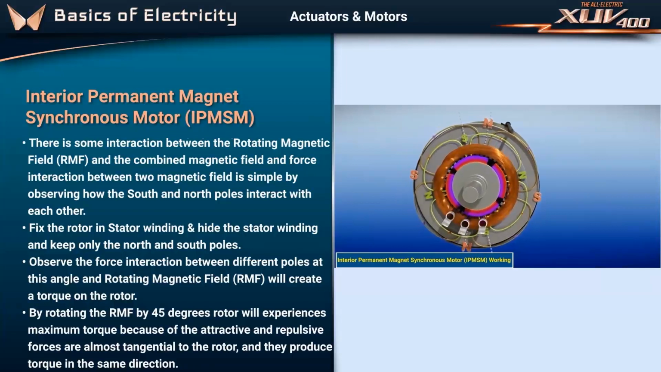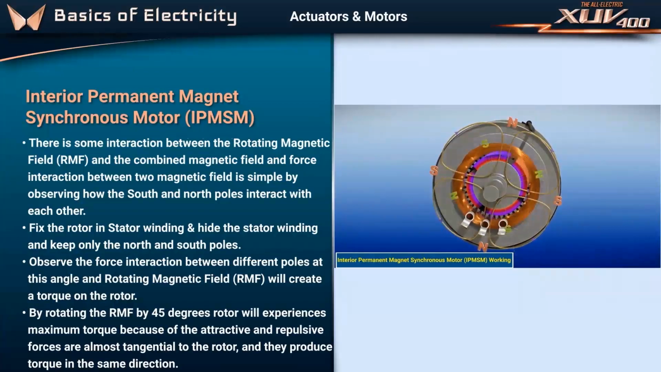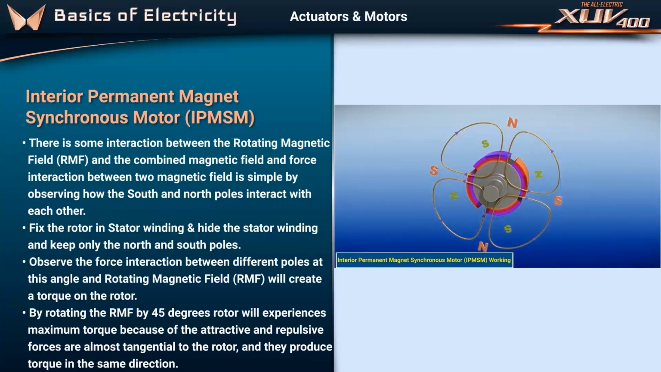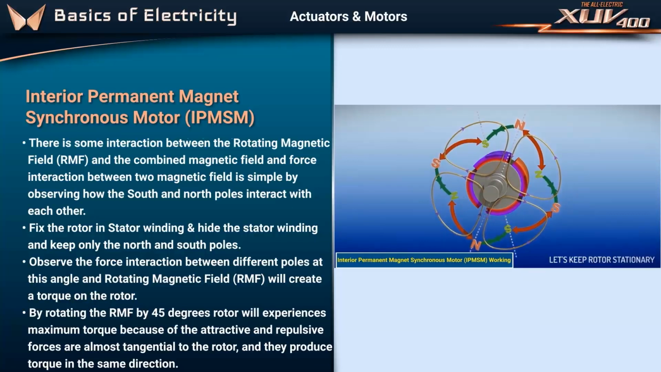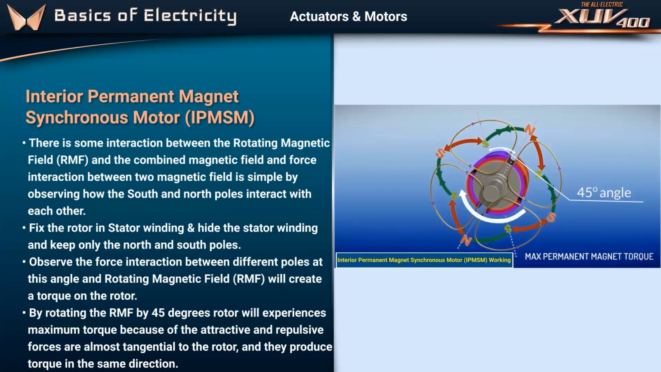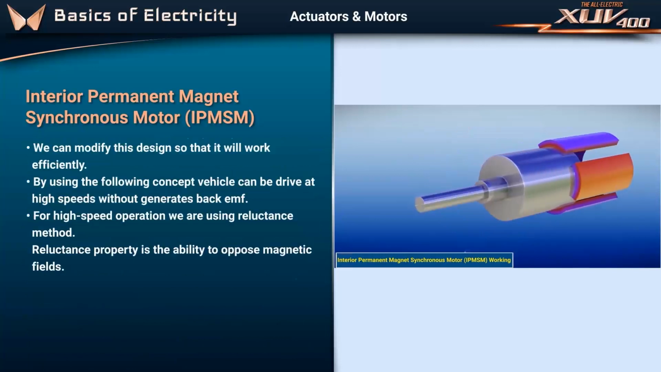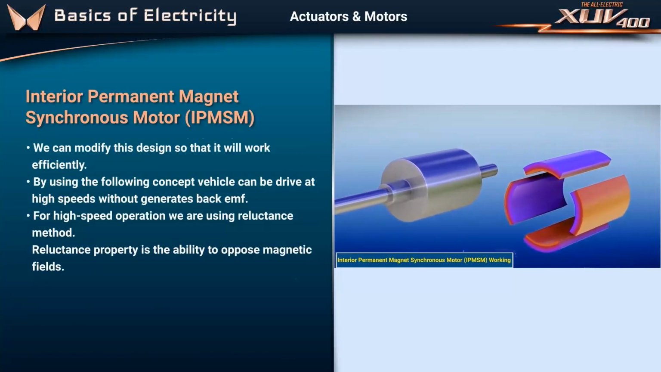Fix the rotor in the stator winding, hide the stator winding, and keep only the north and south poles. Observe the force interaction between different poles at this angle; the rotating magnetic field will create a torque on the rotor. By rotating the RMF by 45 degrees, the rotor experiences maximum torque because the attractive and repulsive forces are almost tangential to the rotor and they produce torque in the same direction. We can modify this design so that it works efficiently.